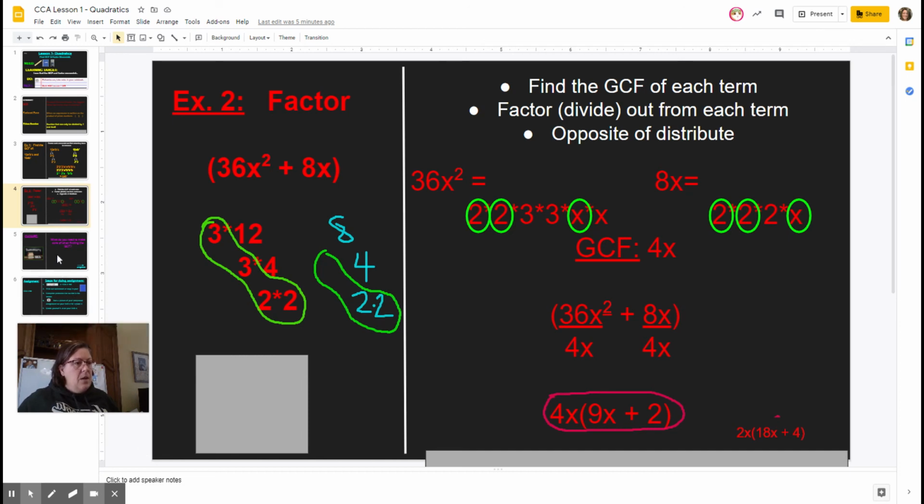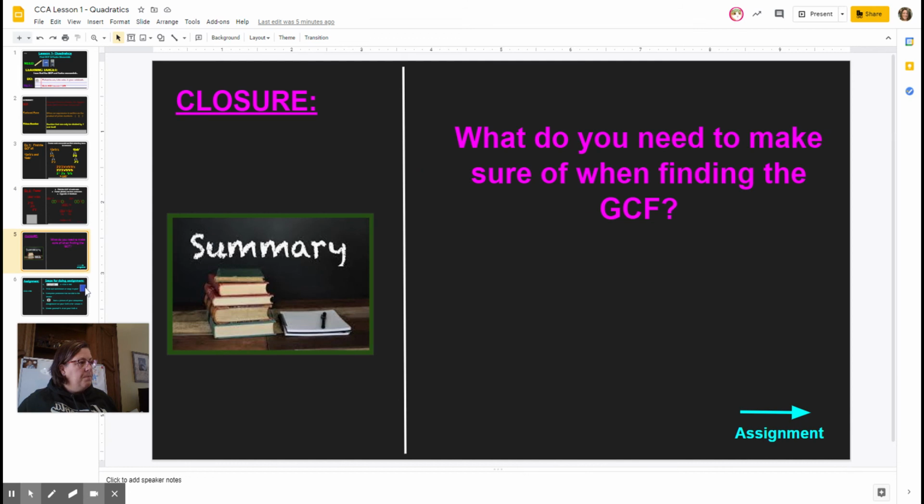All right. So here's your closure on your paper. What do you need to make sure of when finding the GCF? Write it down on your paper. What do you think you need to make sure of when finding your GCF?